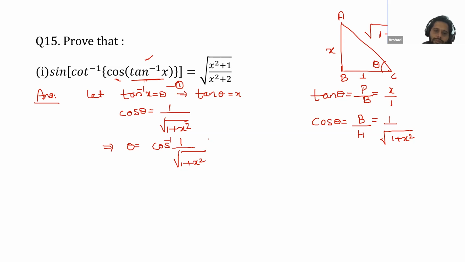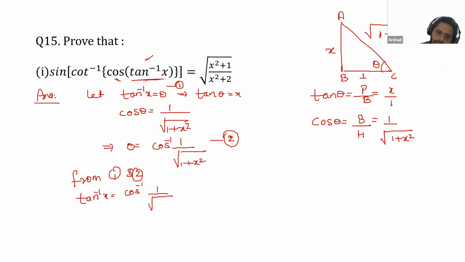Okay, so this is 1, this is 2. From 1 and 2, what can we say? Theta is equal to this one and theta is equal to this. So we can say that tan inverse x is equal to cos inverse 1 by under root of 1 plus x squared.